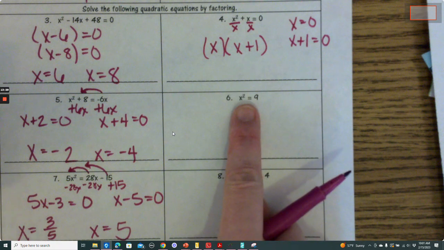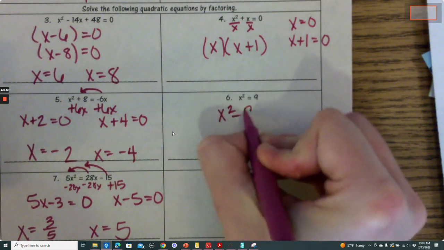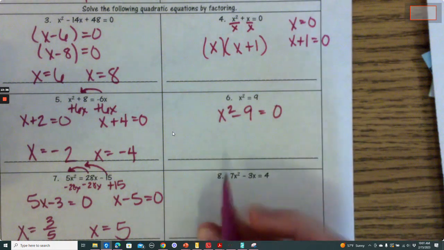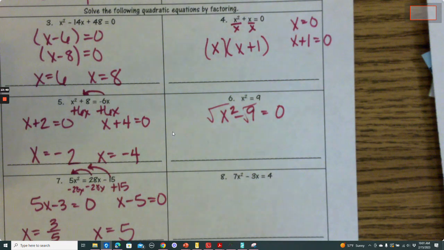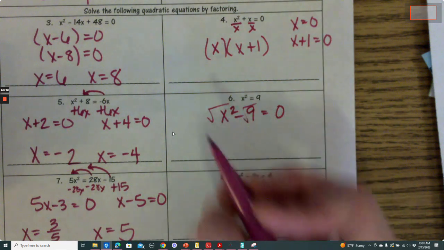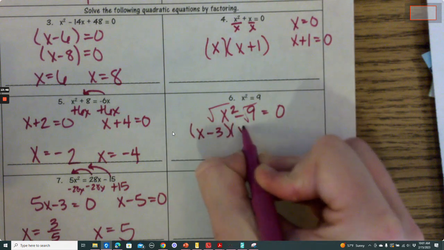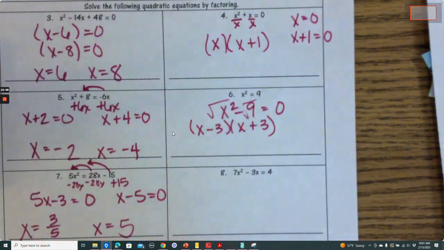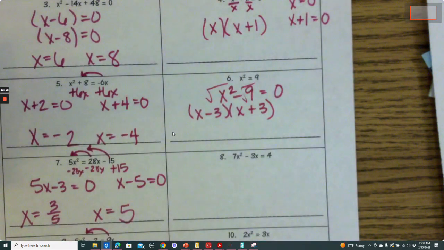This one here is the difference of two squares that we did. It would be x squared minus 9 equals 0. And remember, we square rooted each piece. So my two factors there would be x minus 3, and then remember you change the sign, x plus 3. This one you can do, you just have to move that 4 piece.